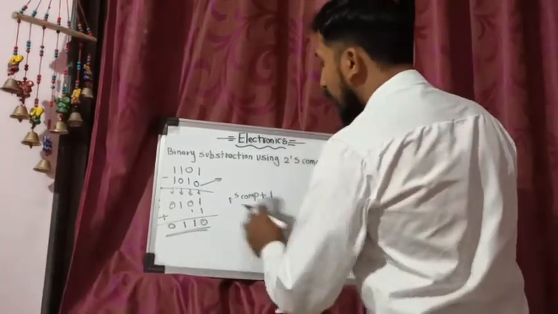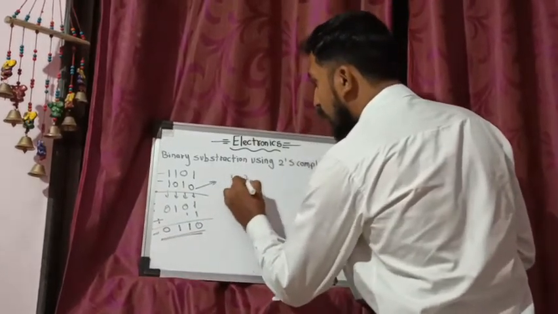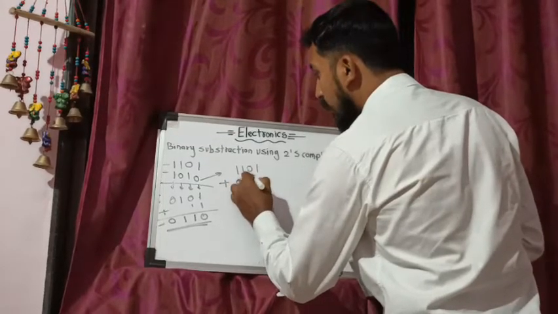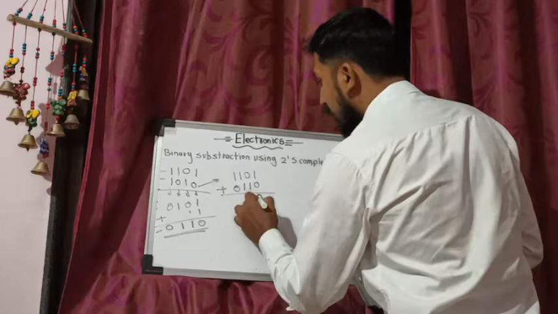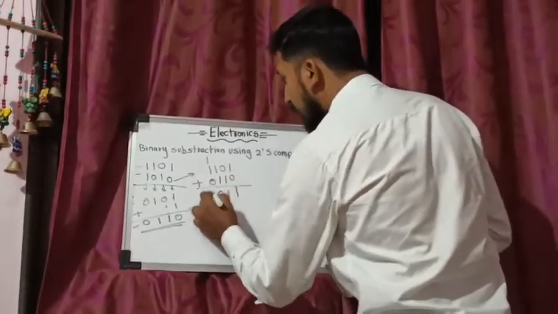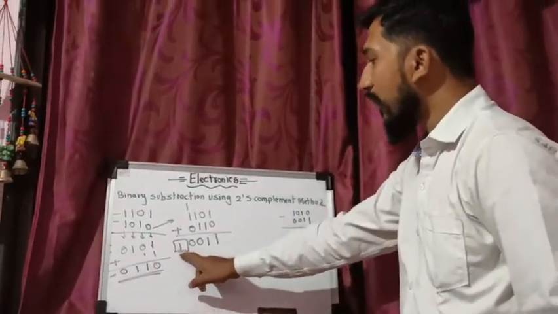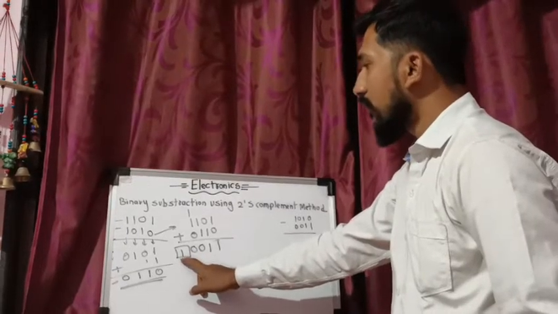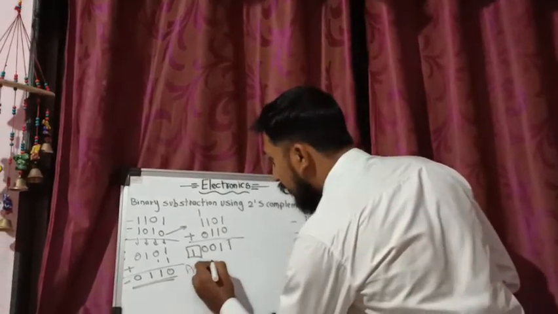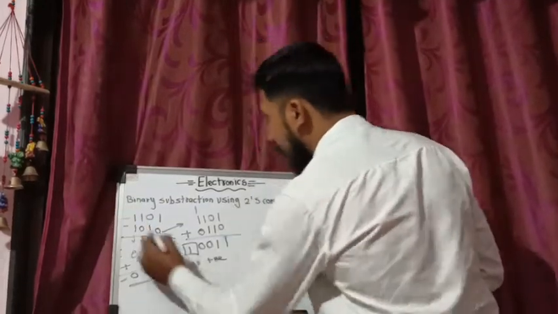Now what do we have to do here? We have to add this number and this number. That is 1 1 0 1 plus 0 1 1 0. 1 plus 1 sum 0, carry 1, and again 1 plus 1 sum 0, carry 1. So what is my final number? I have got a final carry, that is 1. What is the final carry? 1. So what is my answer? The answer is positive.